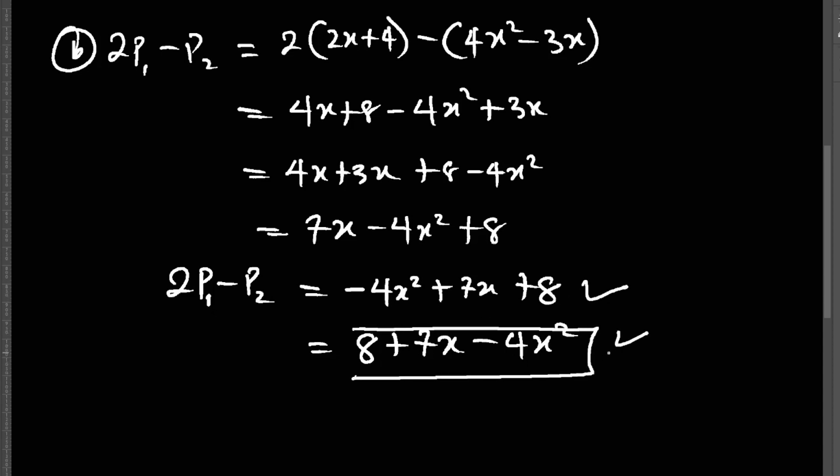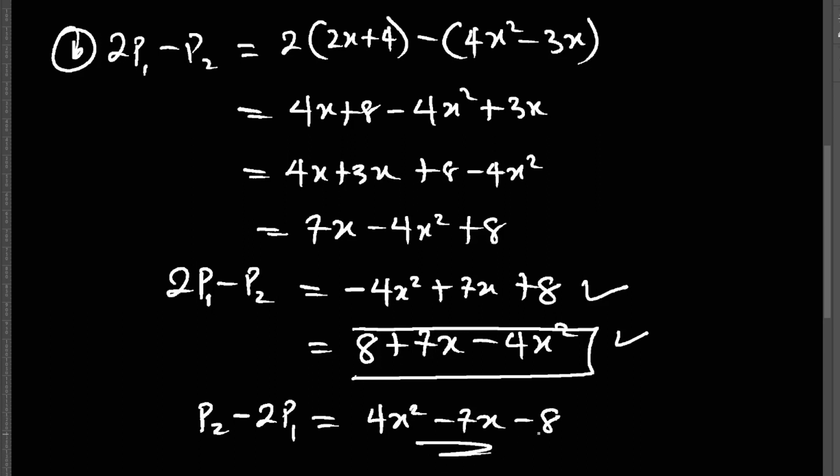Or, if JAMB wants to test you, you can as well leave your answer like this: P2 minus P2 minus 2P1. If you do that, you're going to have 4x squared minus 7x minus 8. So this can also be your result, but I don't think they want this because obviously you've changed the question by multiplying both sides by negative. But just to let you know the other forms in which the answer can come, we never can tell. The examiner might want to test you in this way.